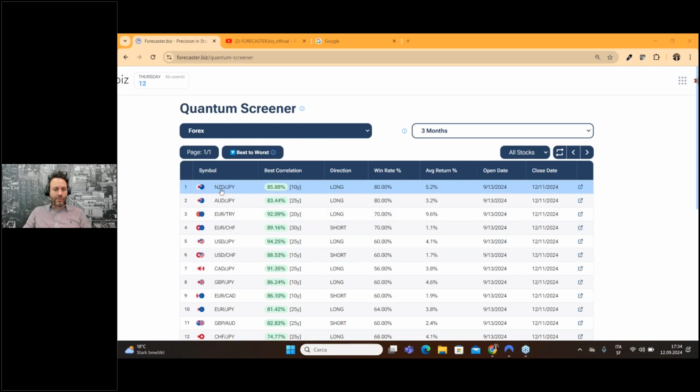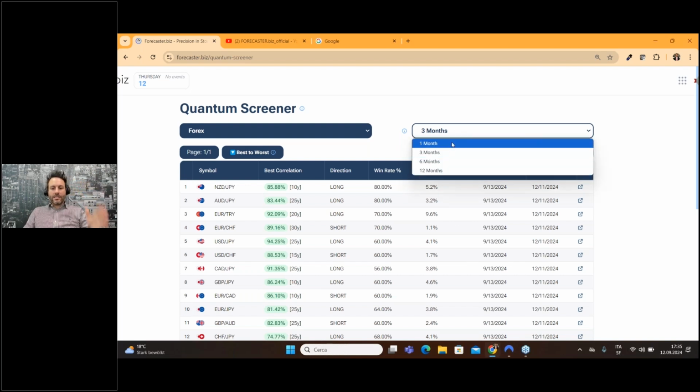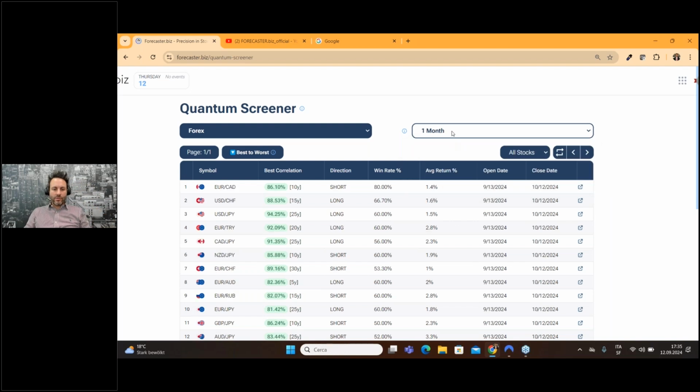As you can see in the first row, we can find New Zealand dollar versus Japanese yen. We have an 85.88 correlation of the actual price with the 10-year seasonality. The direction is long, 80% winning rate, and an average return of 5.2. The length of the trade is 3 months. Of course, at the moment, this is the only parameter you can choose, because you can choose from 1 month, 3 months, 6 months. We can start with the 3-month example.